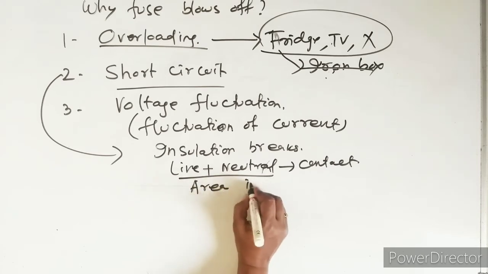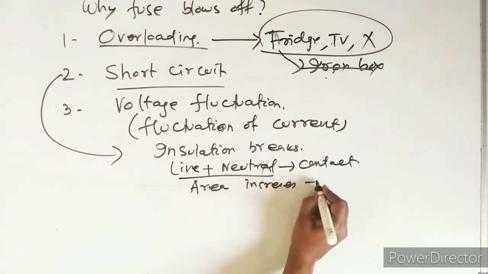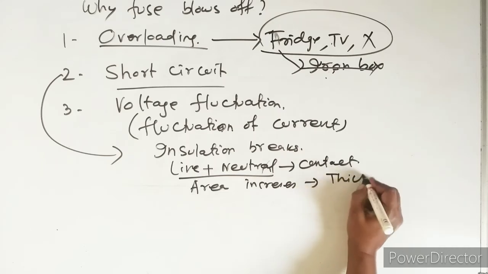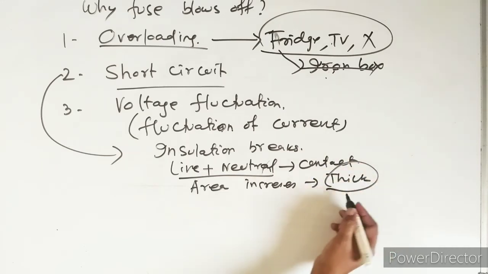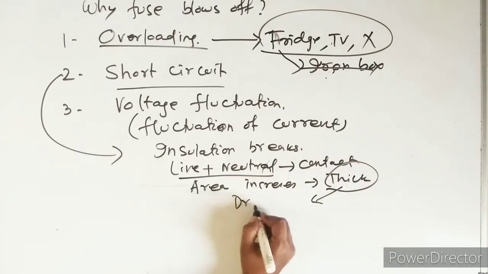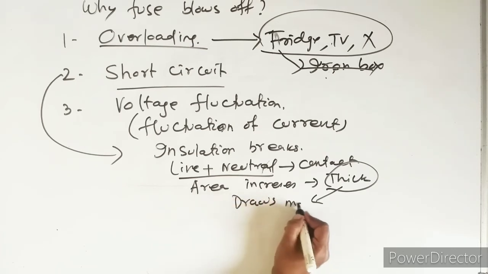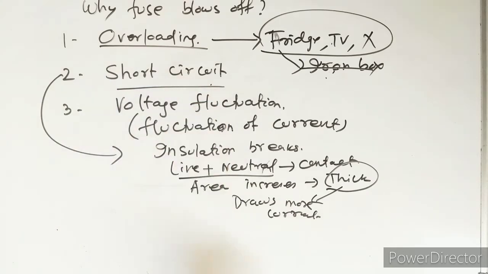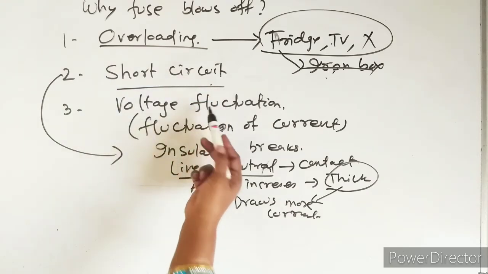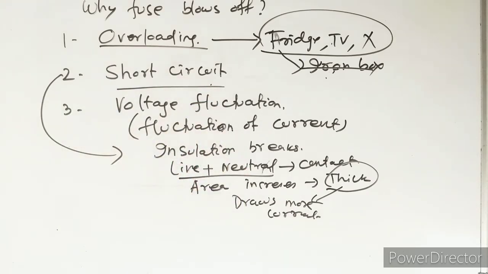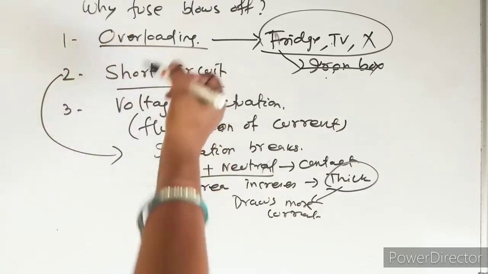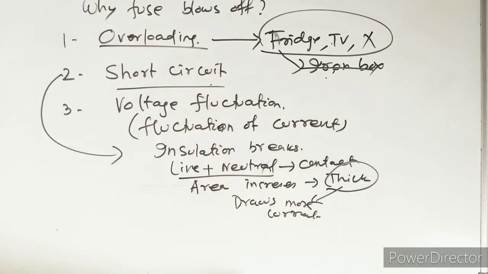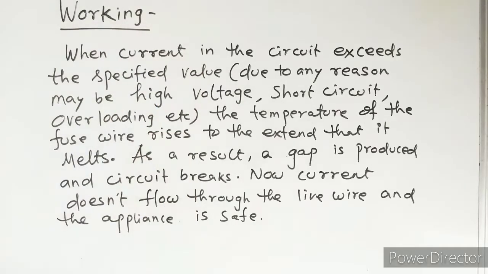The area of cross section increases, which means it becomes thick. When it becomes thick, it draws more current. That is why the short circuit happens. And with voltage fluctuation, whenever there is up and down current, at that time the fuse blows off. Now what is the working of the fuse?